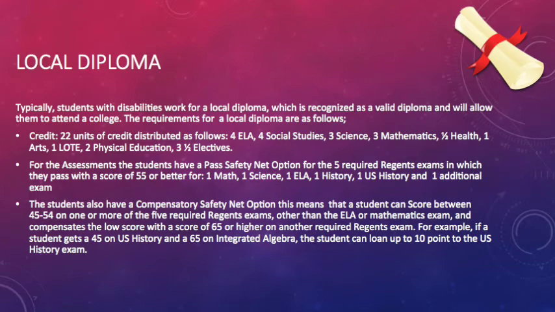The students also have the expanded safety net option, which means that a student can score between a 45 and 54 on 1 or more of the 5 required Regents exams other than the ELA or math exam, and compensate the low score with a score of 65 or higher on another required Regents exam. For example, the student gets a 45 on U.S. history and a 65 on integrated algebra, the student can loan up to 10 points to the U.S.